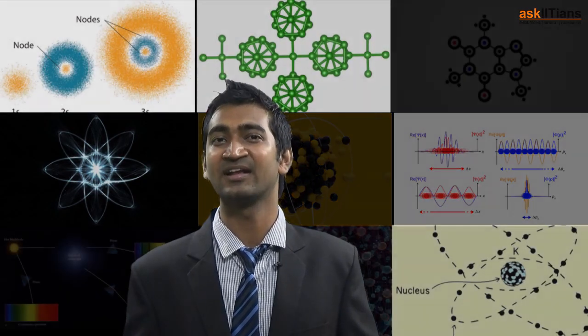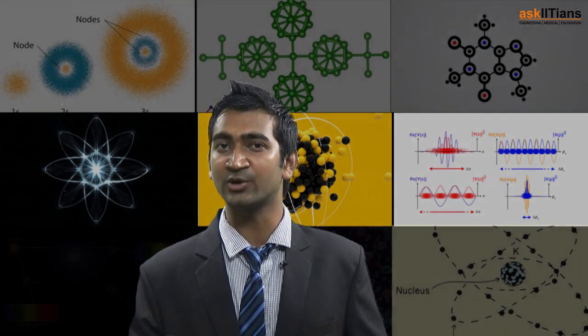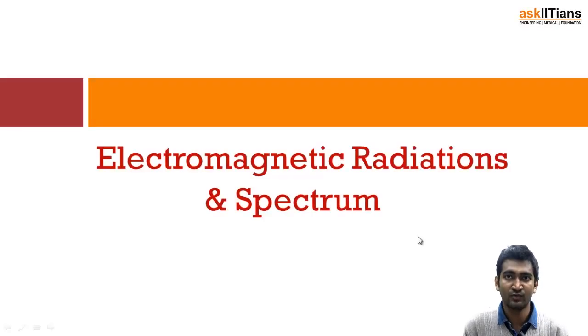Hi students, so now I will discuss what the electromagnetic spectrum is, and before that, what electromagnetic radiation is, which, as I told you, is unique to every atom, so it is an identification mark for every atom of an element. So let's begin. Now we'll move on to electromagnetic radiations and spectrum.